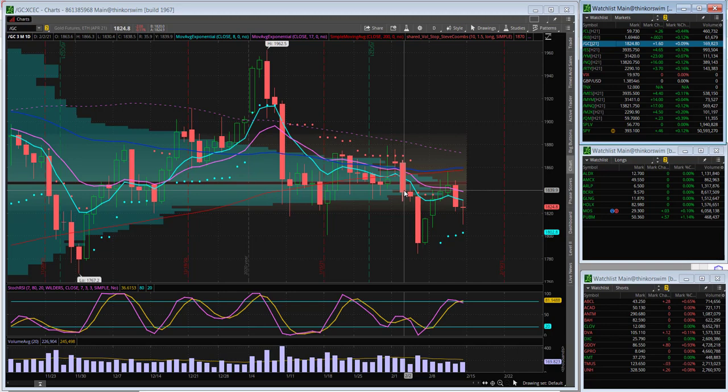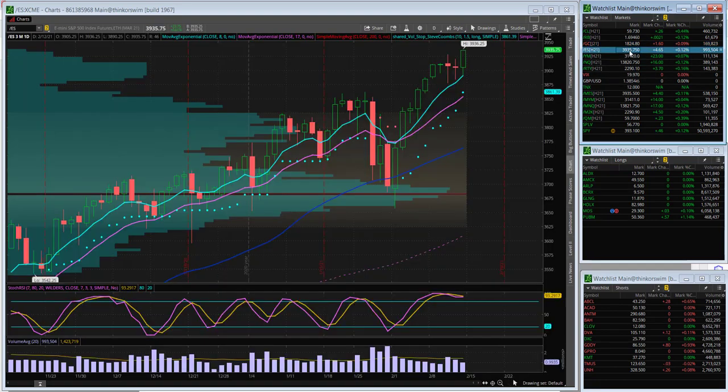We may have inflation that pops up at some point along the way, but right now there is no fear in the Mudville of inflation. All right, let's go look at the S&P.